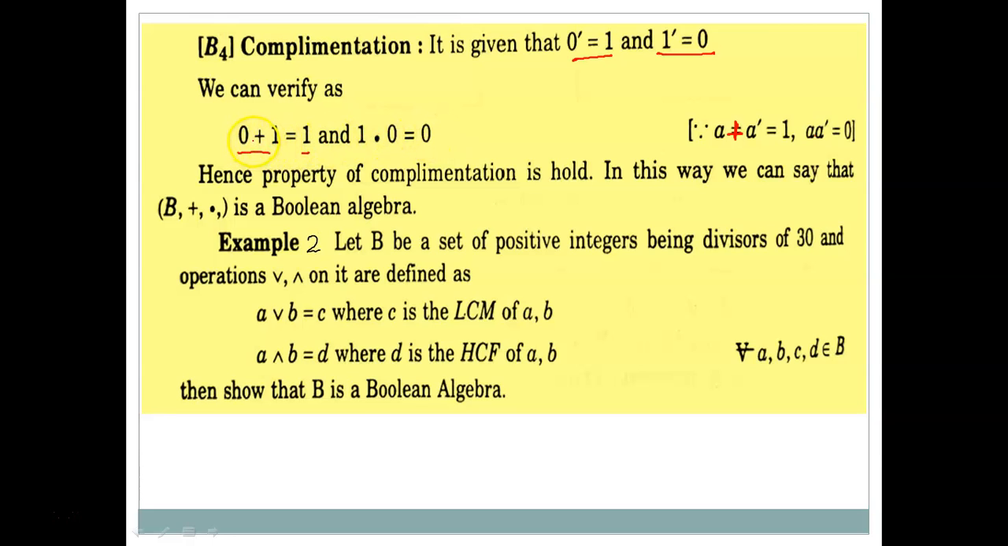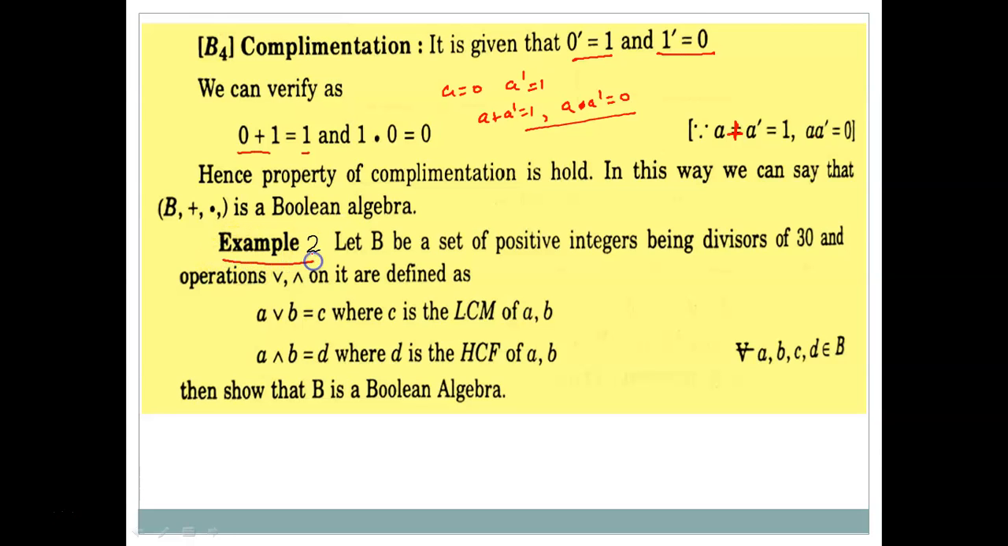So 1 is the complement of the other. If you are considering a equal to 0, then a complement is 1. You can easily see that a plus a complement is 1 and a dot a complement is 0. So complement law also holds here. So all the four properties of Boolean algebra are satisfied in this set B of two elements. Therefore, this is a Boolean algebra.